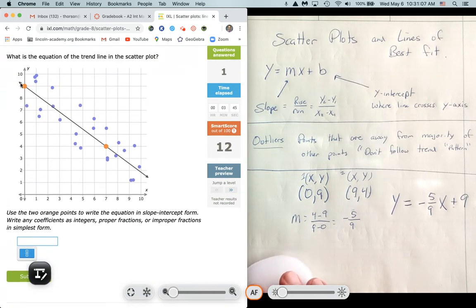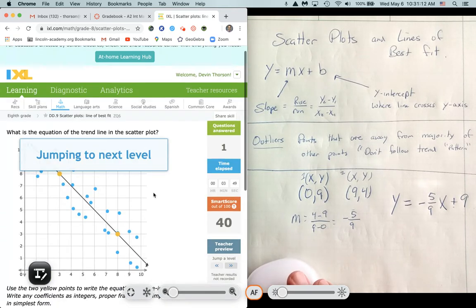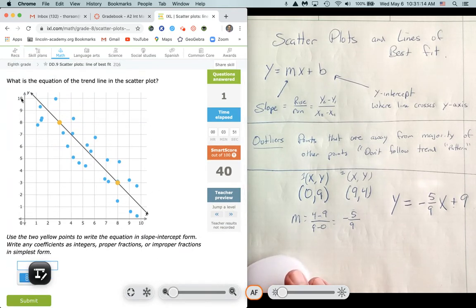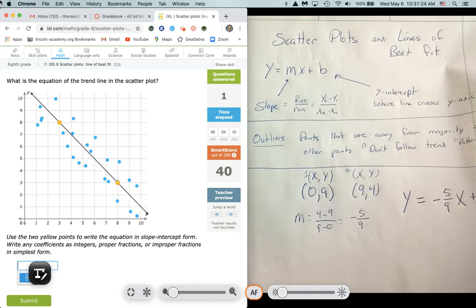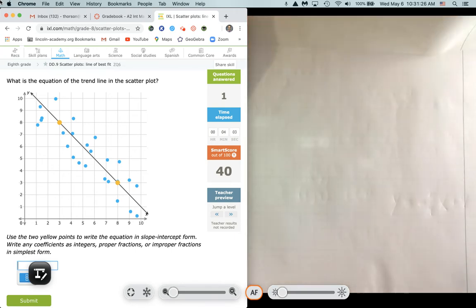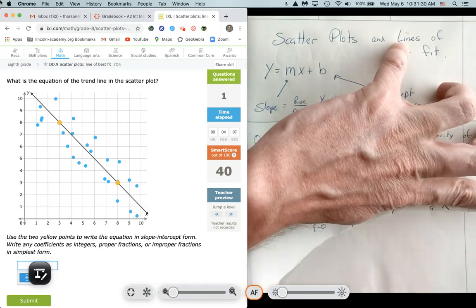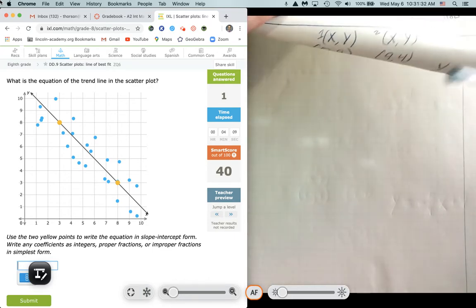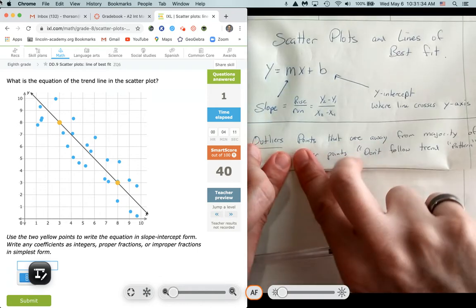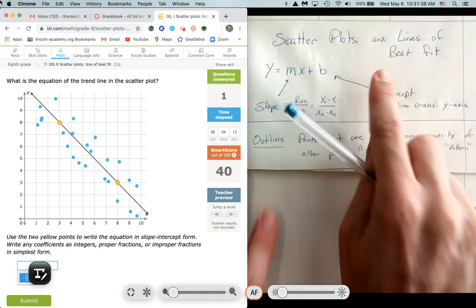Now, we won't always be given the y-intercept, so I'm going to jump ahead here to show you one where I'm not. See, I don't know where this crosses the y-axis, and don't assume it's going to be a nice integer like 11. It might not be. So let's do this problem. The way I'm going to do this problem, let's see. I just want to make sure I leave these notes up here so we can see them.